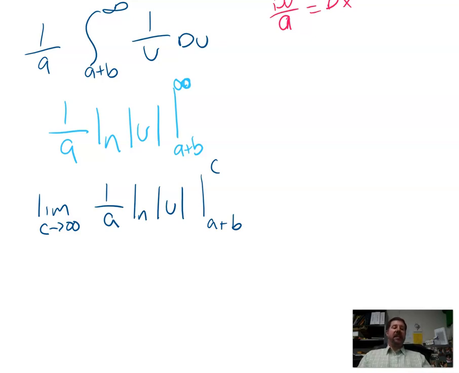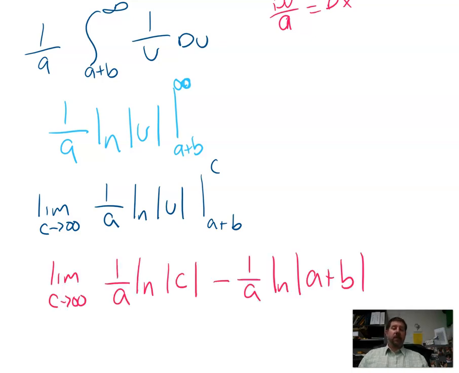So I'm going to use c instead. Okay, we can always just use any variable. So I took the limit as c approaches infinity of 1 over a ln absolute value from a plus b to c. And now I can go ahead and write this out using the fundamental theorem. And now I get the limit as c approaches infinity of 1 over a ln absolute value of c minus 1 over a ln a plus b.